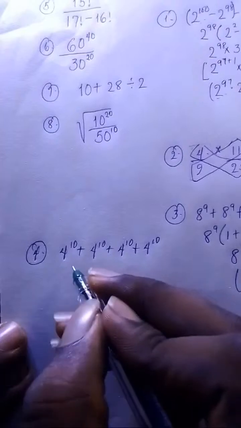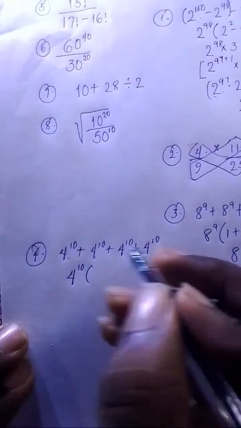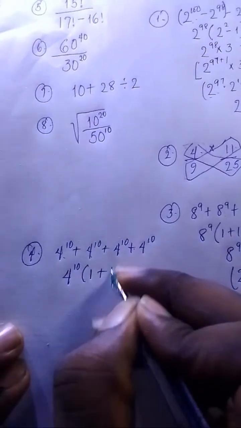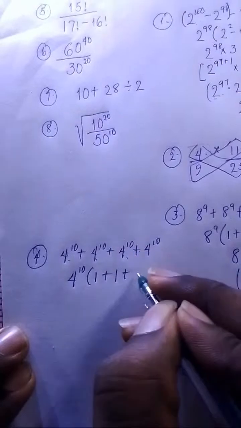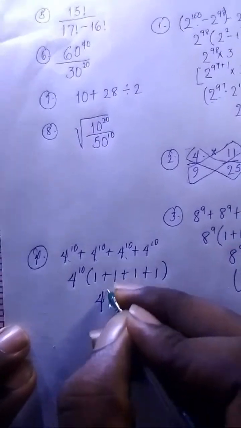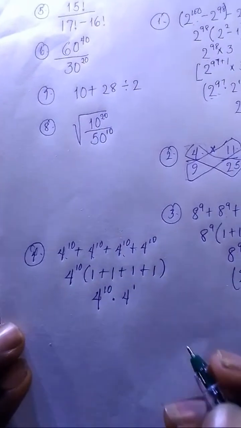From here, when we bring out 4 raised to the power of 10, we have 1, 1, 1, 1, right? When we factorize it out from each term, we have 1. So we have 4 raised to the power of 10 multiplied by 4 raised to the power of 1.